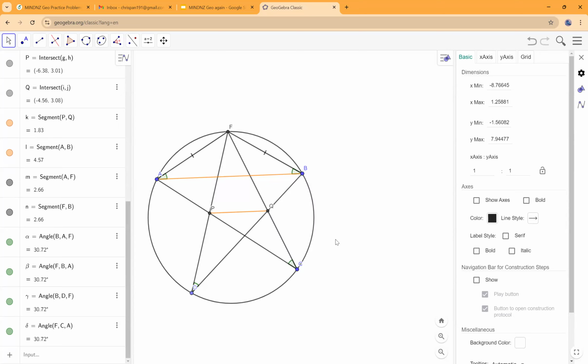Okay. Focus. Well, I'll give you a hint. Focus on these two green angles here. This one and this one. QCP and QDP.